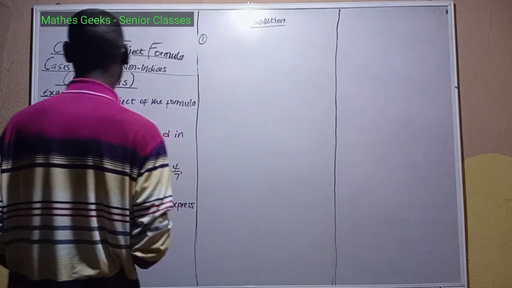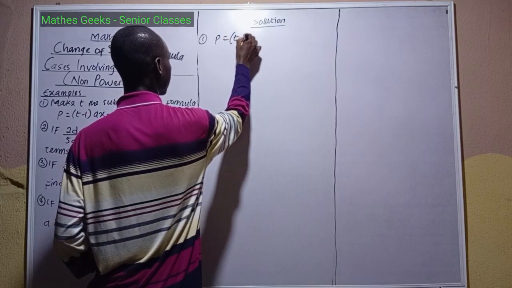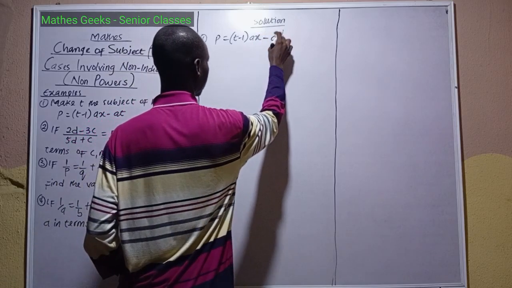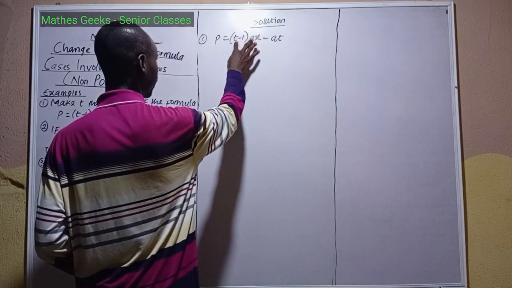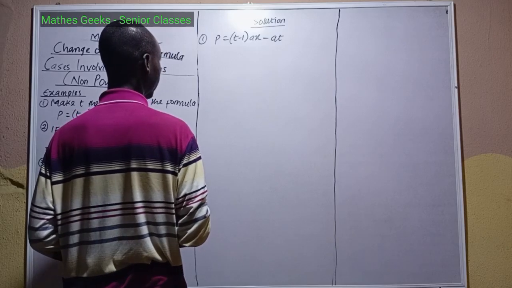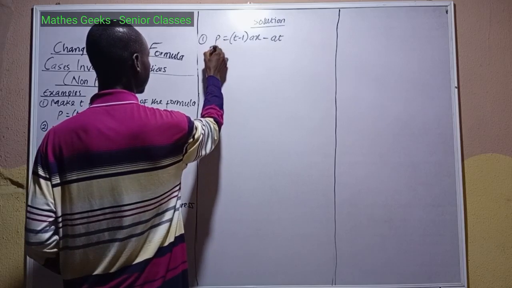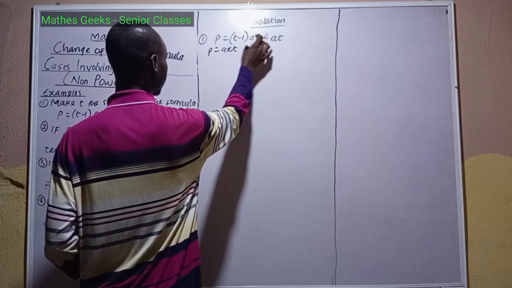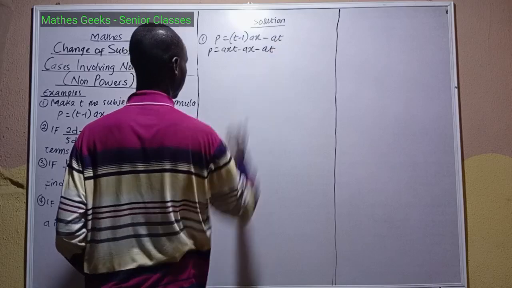Number one, make T the subject of the formula P equals T minus 1 times AX minus AT. First of all, let's open the bracket. So we're going to say P is equal to T times AX gives AXT, minus 1 times AX will give us minus AX, and then minus AT.